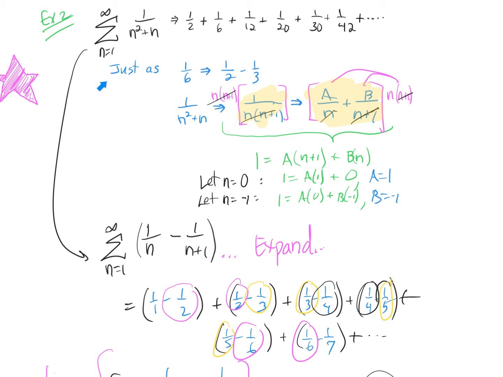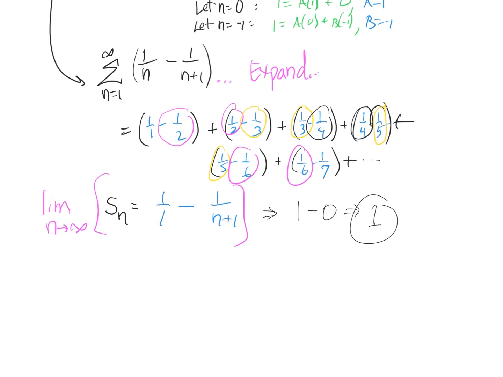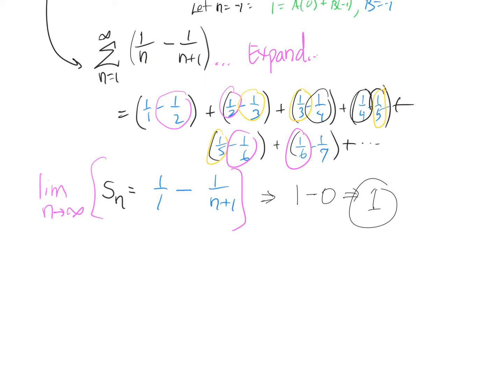So this summation is now the sum of 1 over n plus -1 over n plus 1. Expand. When we expand, the -1/2 and the +1/2 cancel each other out. These third and negative third terms cancel out. The fourths cancel out. Everybody's going to cancel each other out except for this last term. And as the number of terms goes toward infinity, that last term that never gets crossed off is going to 0. And so this series converges to 1 minus 0, or 1.